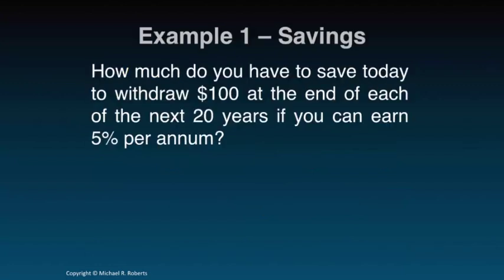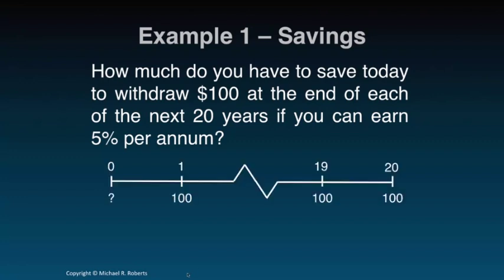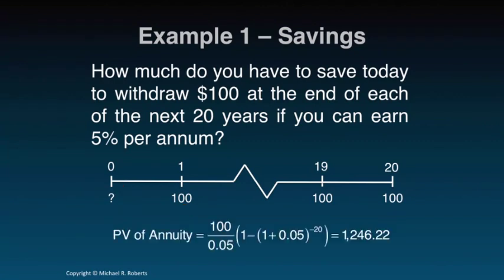Okay. Let's do an example. How much do I have to save today to withdraw $100 at the end of each of the next 20 years if I can earn 5% per annum? Well, step one is draw a timeline. I'm trying to figure out how much I have to save today in order to pull out $100 every year over the next 20 years. Well, we know how to do that by brute force. We can simply discount all of the cash flows back into today's time units and add them up. A more elegant solution that we just learned, of course, is to apply our present value of annuity formula.